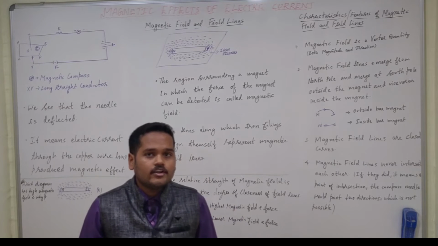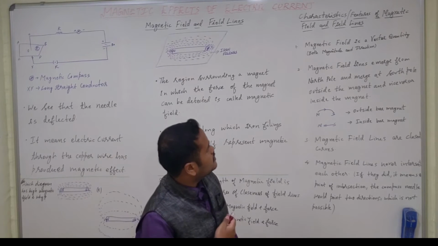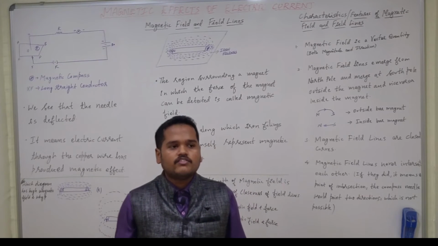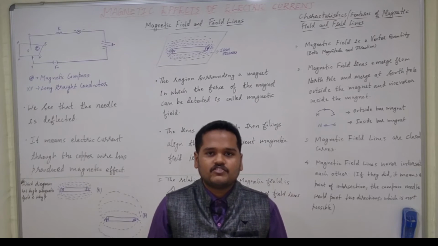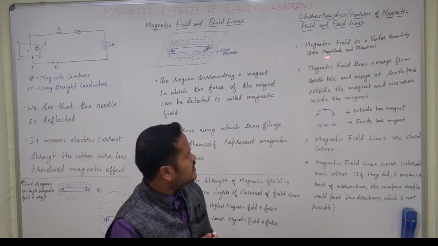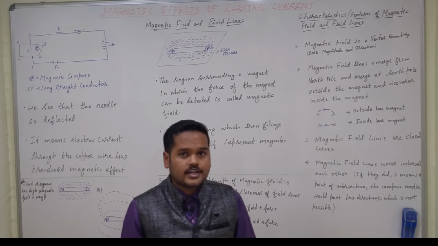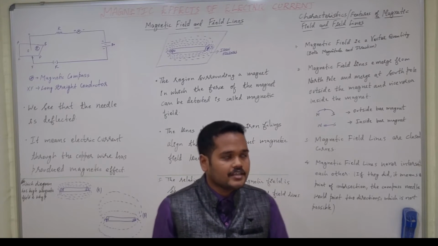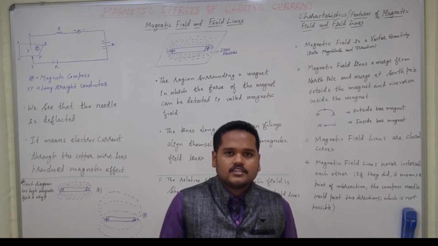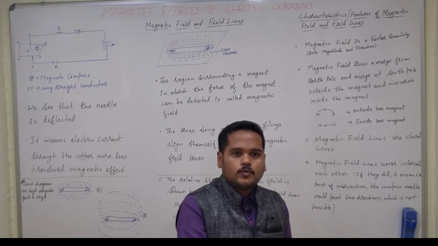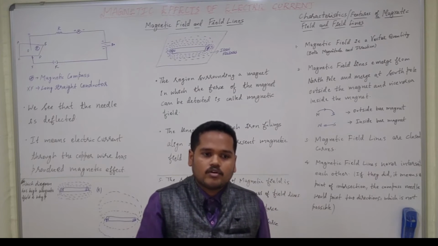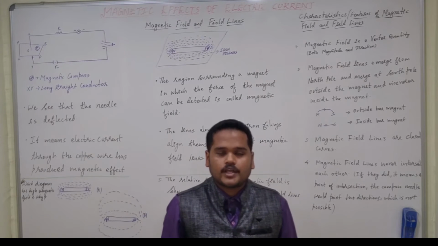This concludes the topic magnetic field and magnetic field lines. Now we will move on to the next concept, characteristics or features of the magnetic field and field lines. What are the features of the magnetic field lines and field we have just studied? The first characteristic is that the magnetic field is a vector quantity. What do you mean by vector quantity? It has both magnitude and direction. Direction you can understand. If you place a magnetic compass, you can tell in which direction the magnetic field line is moving.